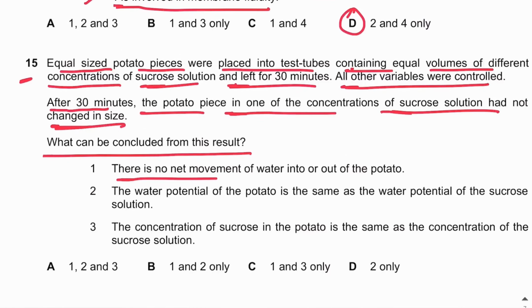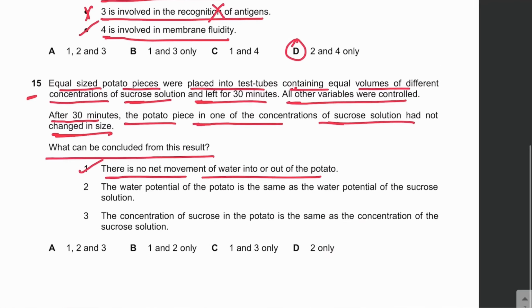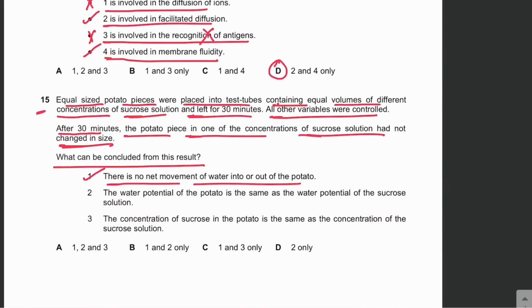There is no net movement of water into or out of the potato. This is true because the potato does not change in size. It means that there is no net movement of water into or out of the potato, right? The water potential of the potato is same as the water potential of sucrose solution. This is also true because if a potato is placed in a solution and there is no change in the size of the potato, this means that there is no net movement of water into or out of the potato, and that's because the water potential of the potato is same as the water potential of the sucrose solution.